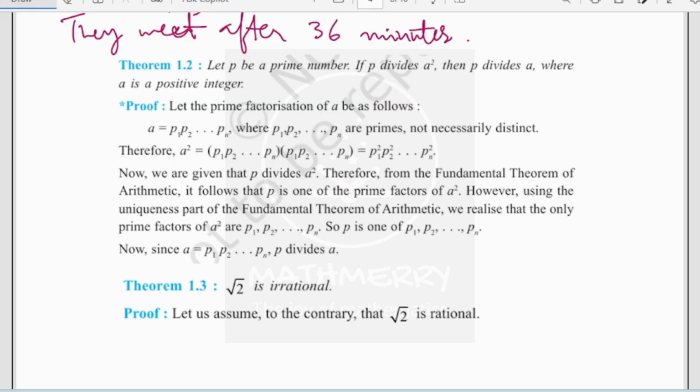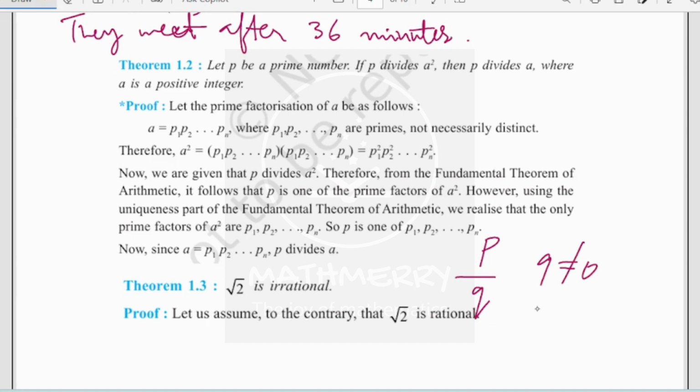I hope you already know what is a rational number. Any number which can be represented in the form of P by Q, where P and Q are integers and Q is not equal to 0, we call them rational numbers. Now what about irrational numbers? A number is called an irrational number if it cannot be represented in the form of P by Q, where P and Q are integers and Q is not equal to 0.